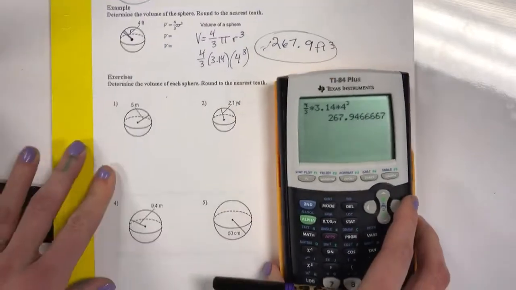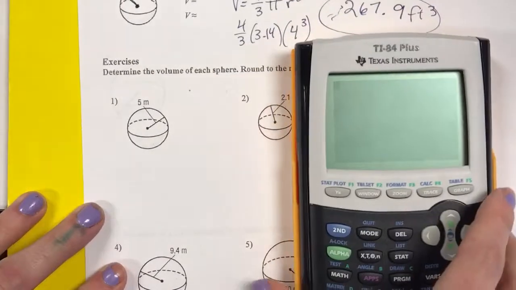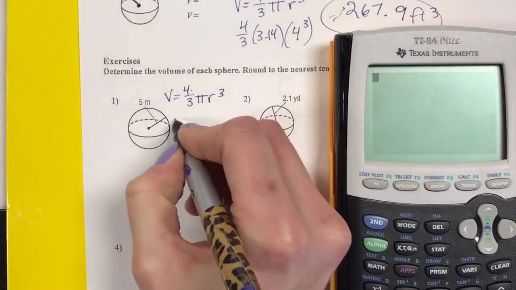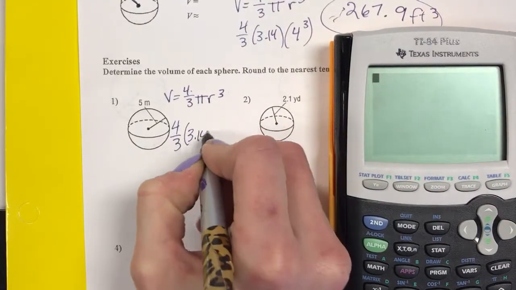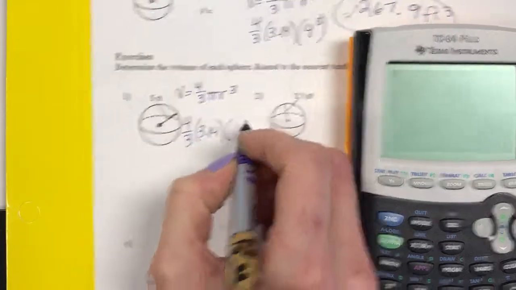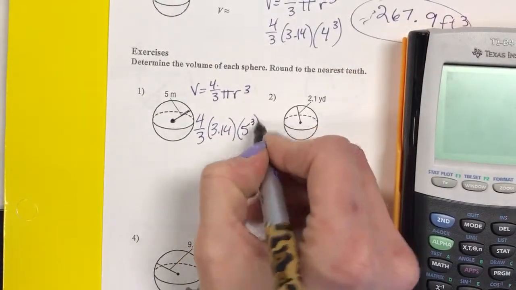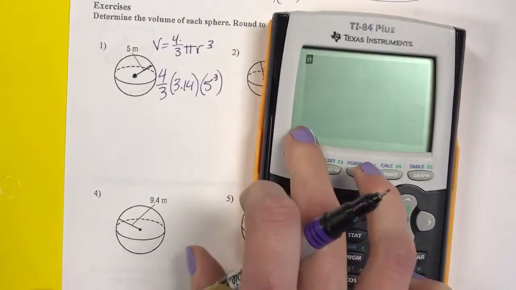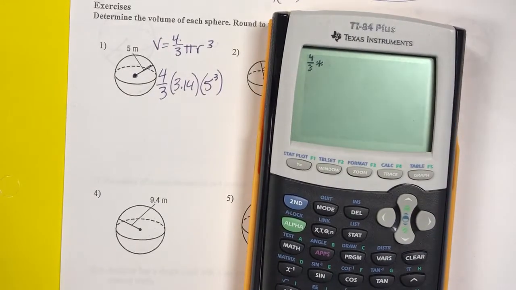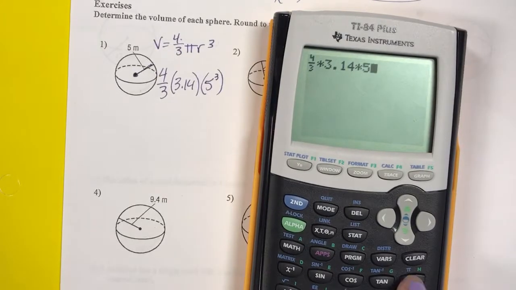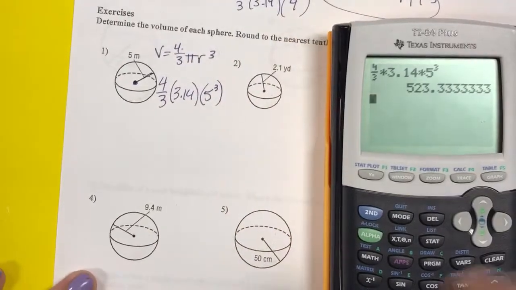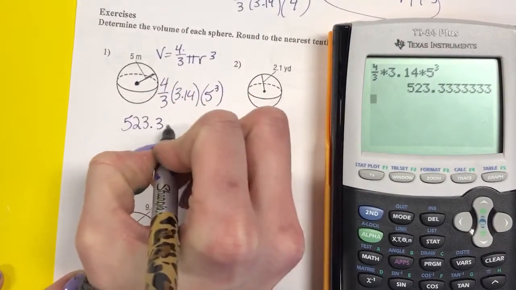Okay, look at number 1. Number 1, write your formula down. So 4/3 times pi r cubed. So I know the 3.14 is my pi. Radius, they're pointing to this, and that's half of your circle. That's just halfway. So that is already done for you. So you just plug that 5 in and remember to cube it. So in the calculator, alpha y equals, put that 4/3 times 3.14 times 5 caret 3. And we get 523.3 meters cubed.